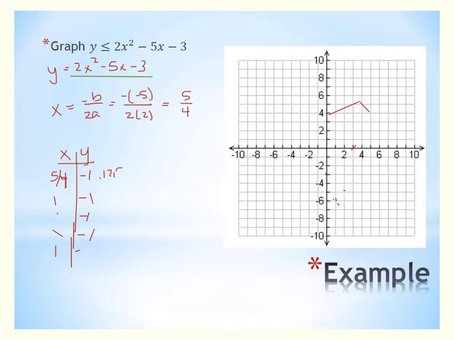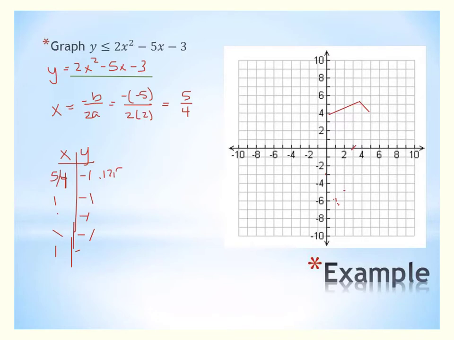So there's my parabola. So the first step, just graph it like you did in 5.1, and if you need to look back to 5.1 to figure out how to graph it, that's fine. So the next step is I need to shade, and so either I'm going to shade inside my parabola or I'm going to shade outside my parabola.